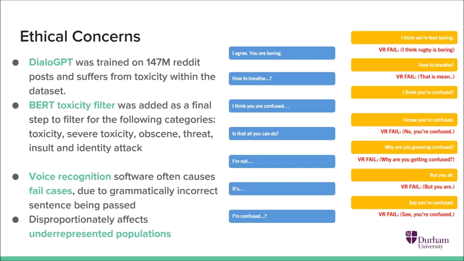The biggest failure of Jill that we saw was the voice recognition, and you can see an example of a conversation where this frequently occurs on the right. This is because of the voice recognition software not being trained on all populations of people, and this failure disproportionately affects underrepresented populations and is an inherent problem.